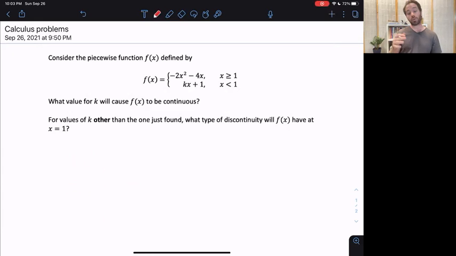Let's take this function and insert the value that causes it to be continuous. Consider the piecewise function defined by, for values of x that are at least 1, negative 2x squared minus 4x. But for values of x that are less than 1, it's going to be kx plus 1. What value for k will cause f of x to be continuous? We should be able to assign a value for k that makes these two branches meet up.